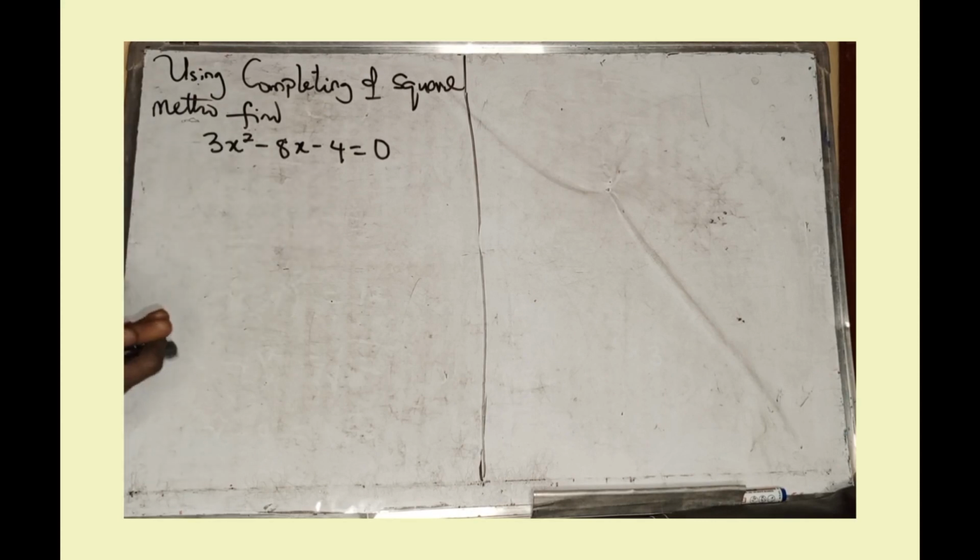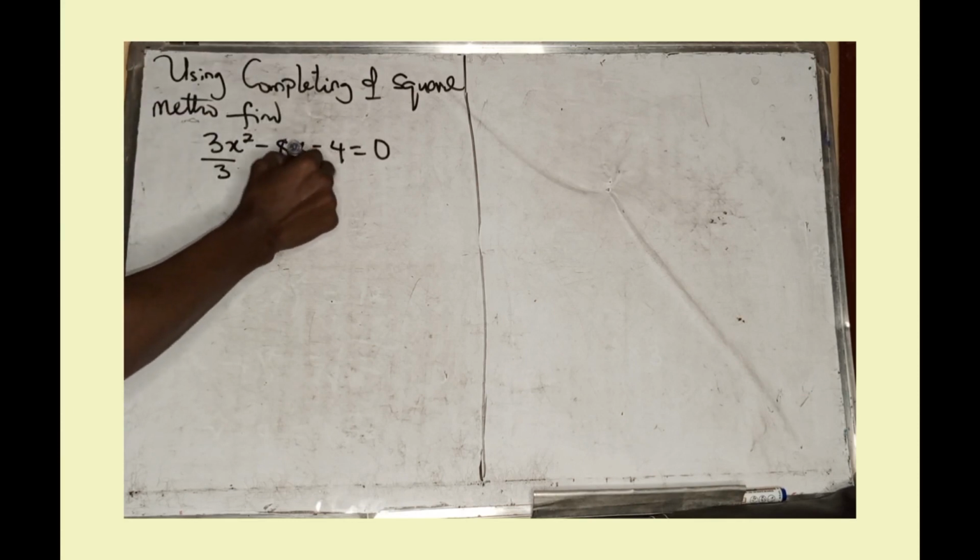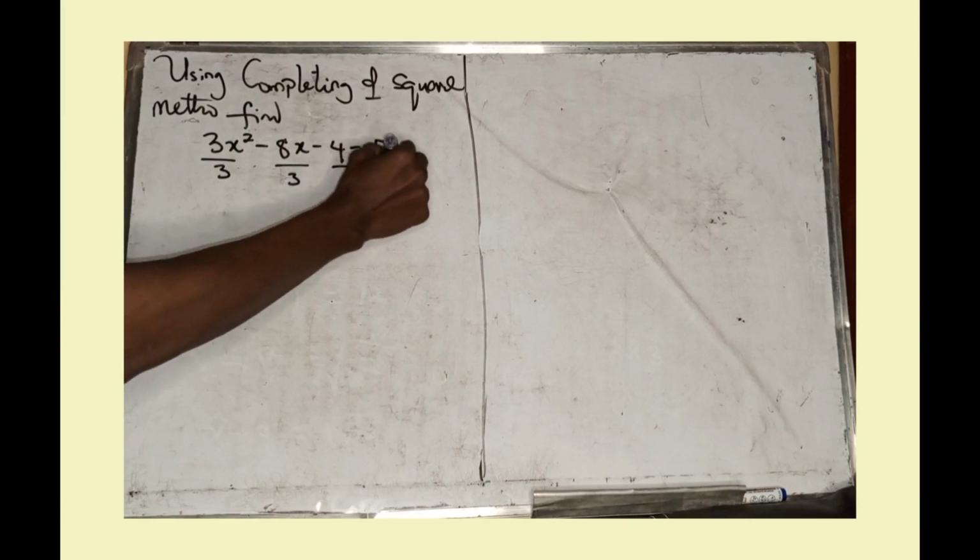The first thing to do here, guys, a quick one, is to divide both sides, or divide each term, by the coefficient of x squared. And the coefficient of x squared here is 3. So we're going to divide each term by the coefficient of x squared. Here we go. Divide here by 3, here by 3, and here by 3. As well, here goes with 3.